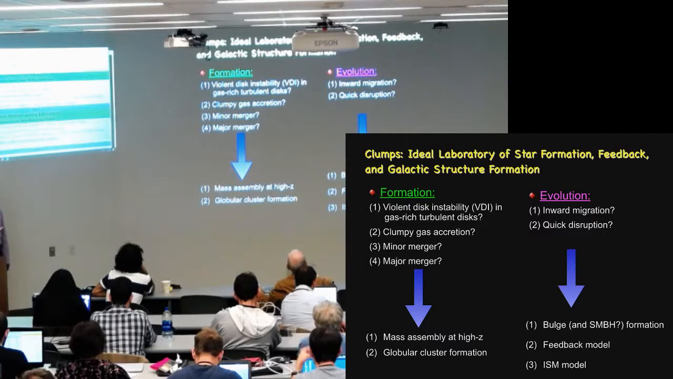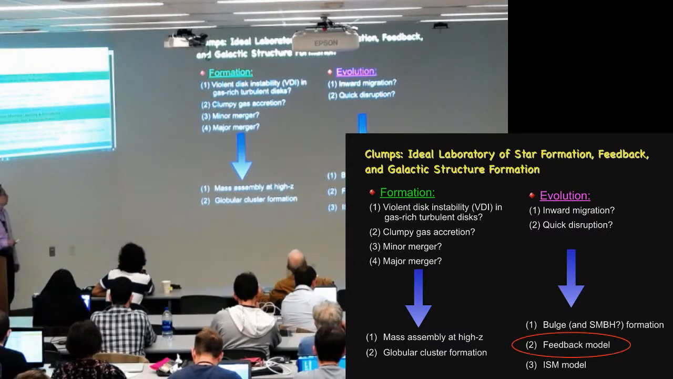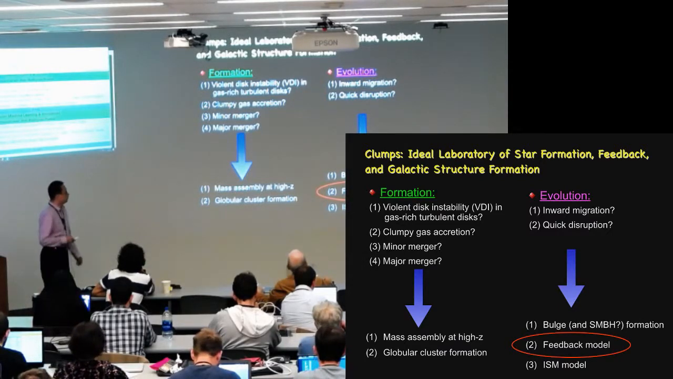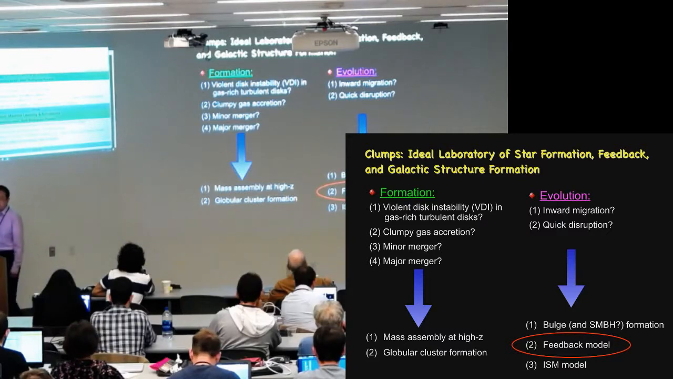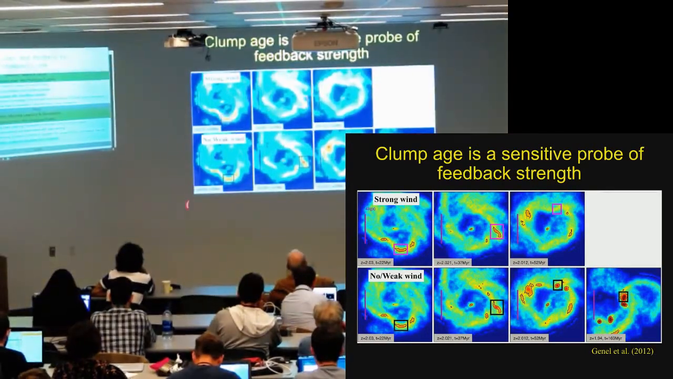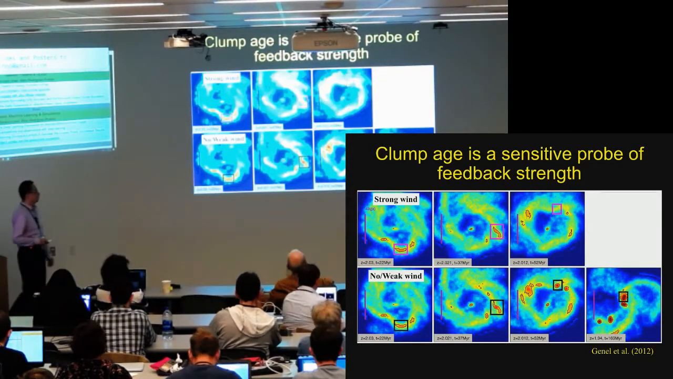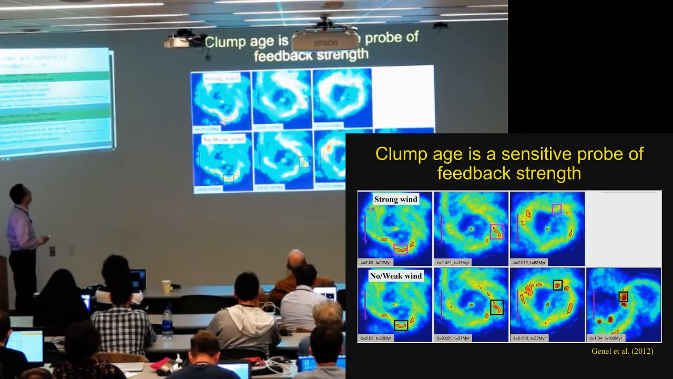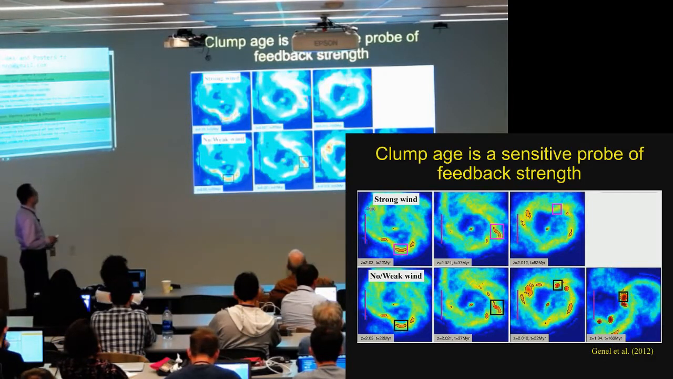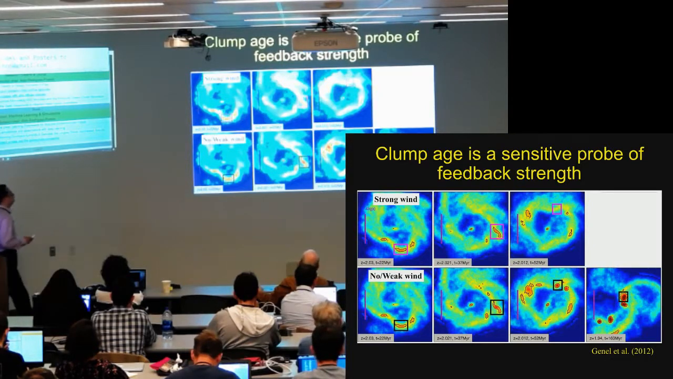I'm not going to talk about each of them. Today, I'm going to focus on how to use clumps to test the feedback models. And here I'm showing you a nice plot from Ceverino 2012. Here he runs simulations on the same galaxies, with the same conditions, but in one he turns on strong galactic wind, and in the other one, the galactic wind is almost zero or very weak.